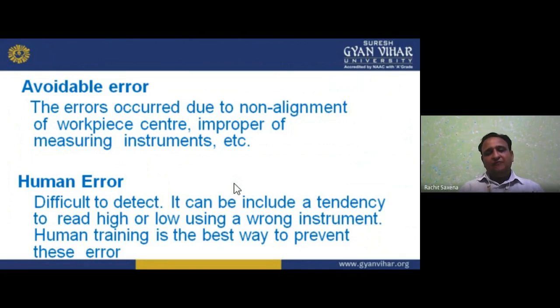How? If a human being is trained, for example, I and you got a training on how we can use this instrument: first calibrate it, then use it and make a proper connection. So that is the best way to prevent these errors. That is human training. Okay, I hope you understand.